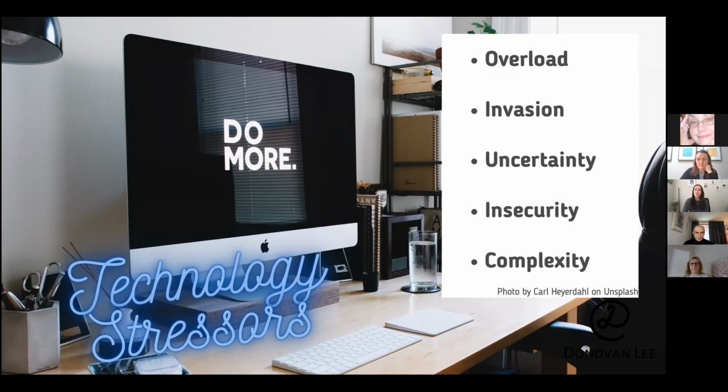Technology uncertainty. Changes to technology may leave us feeling unsettled, like we're having to constantly keep up to date on and familiar with new technology. Insecurity. Some of us may experience job insecurity as a result of the introduction of new technologies and highly skilled rivals. And finally, technology complexity. Technology may make us feel as though our skills are inadequate. We feel a constant pressure to invest time in learning about the new technologies that we're working with.